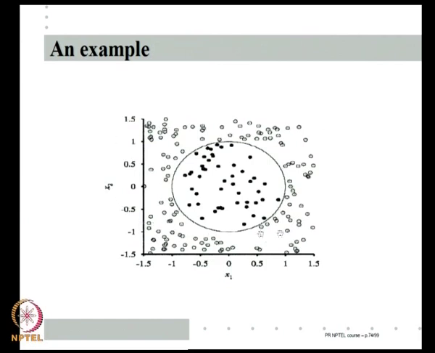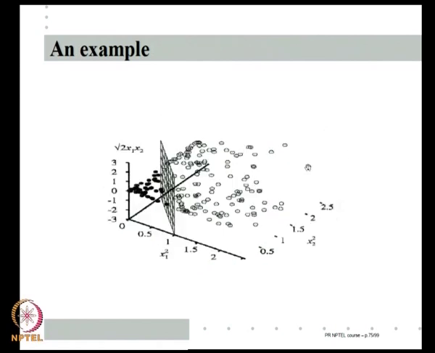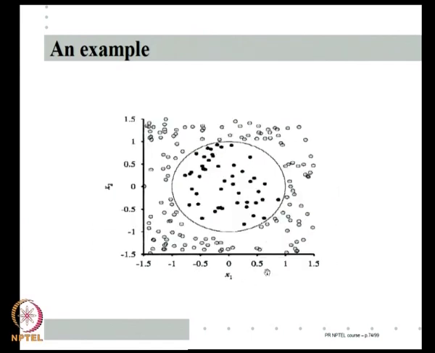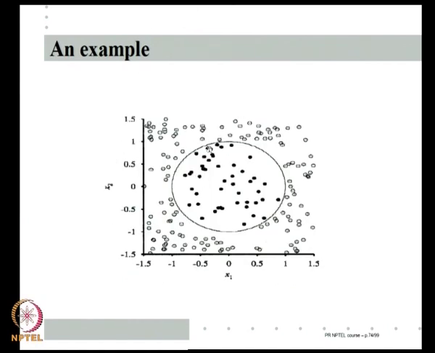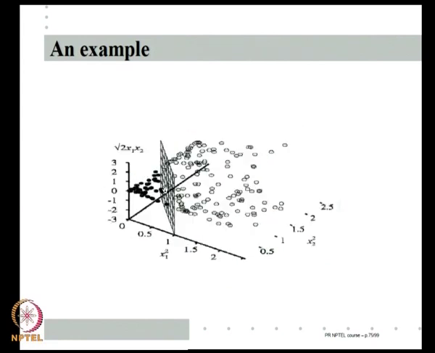If this is the original feature space and I needed a quadratic discriminant function to separate the two classes, if I map the patterns into a higher dimension space, I would be able to separate them with a hyperplane. Essentially, this is in the x1 x2 space, whereas this is in the x1 square, x2 square, x1 x2 space. So, a hyperplane can separate the classes now, whereas I needed a second order, quadratic discriminant function in the original space.